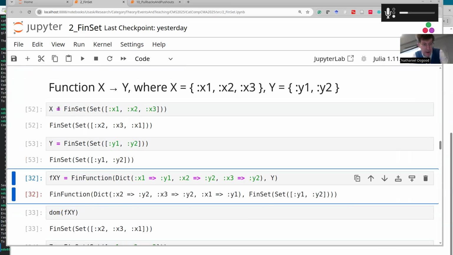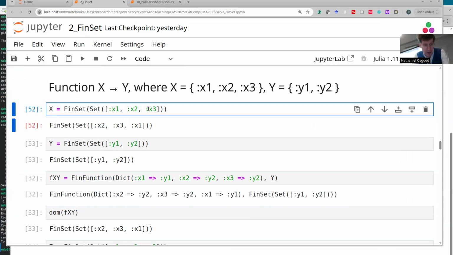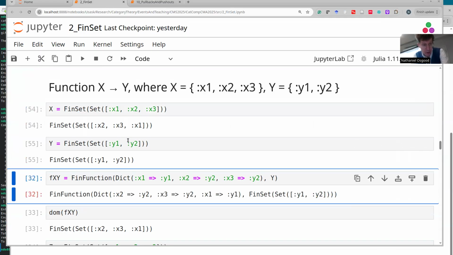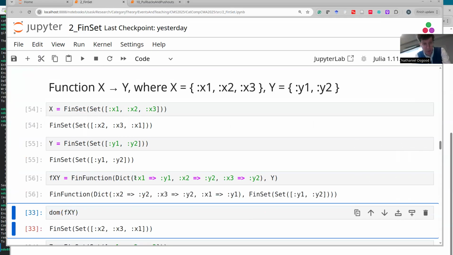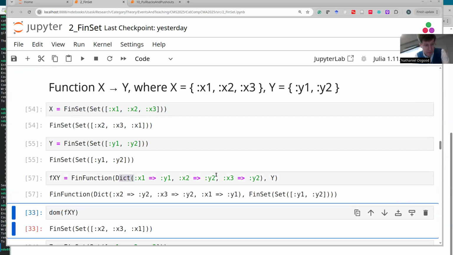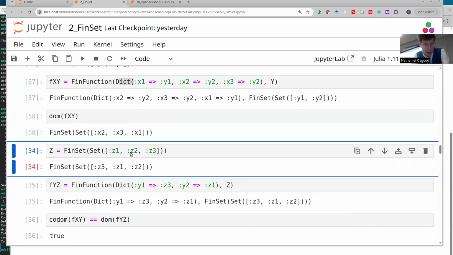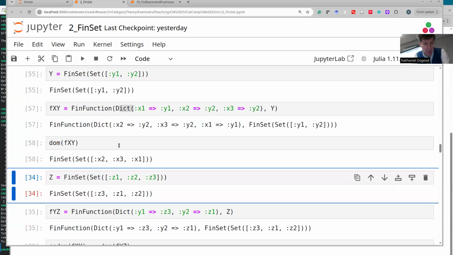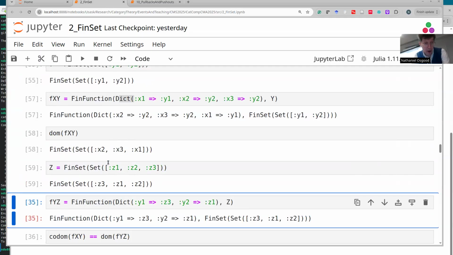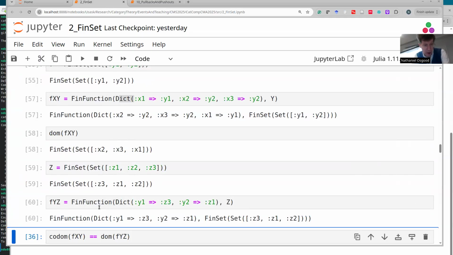So if we have a set, call it X, with these 3 symbols in it, and a set, call it Y, with these 2 symbols, we can define a mapping from the elements of X to the elements of Y. This is in the form of a dictionary. And this would map symbol x1 to the symbol y1, etc. What is the domain of it? Well, it's this set up here, which we defined, X. What is the codomain of it? I'm defining another one.